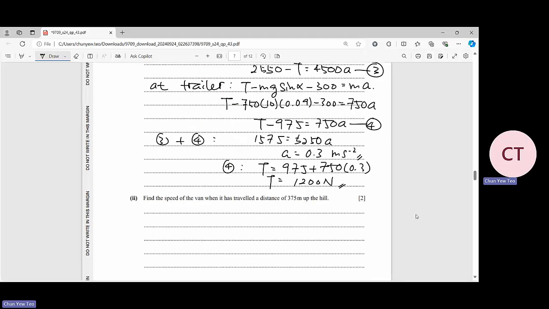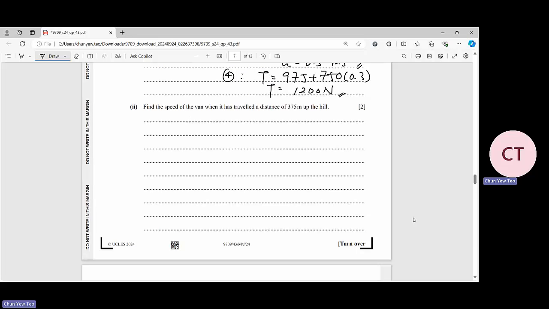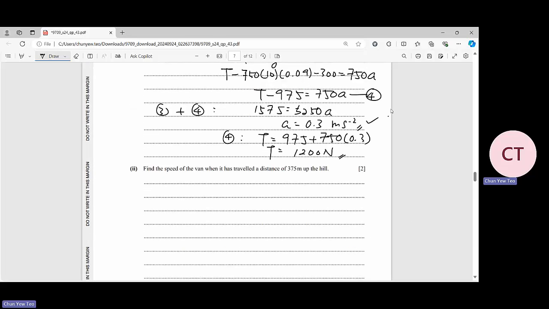Now we go for the 5B part 2. Find the speed of the van when it has traveled a distance of 375 meter up the hill. So we already have the acceleration of the overall combination of the trailer and the van. So we can just use A as 0.3. Since it went up the hill, we can just use the formula v squared equals u squared plus 2as.